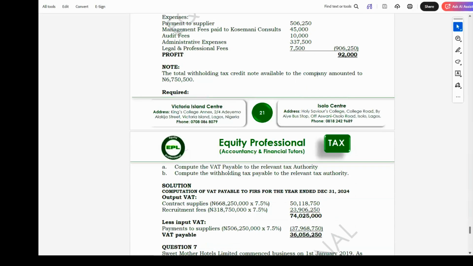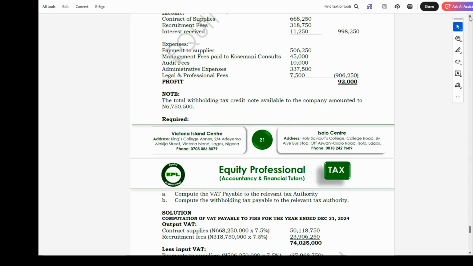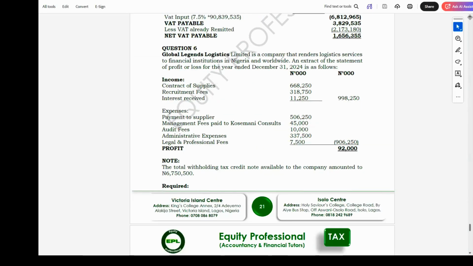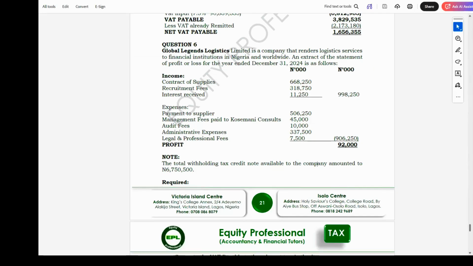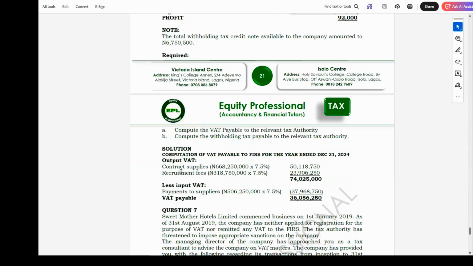The question asks: compute the VAT payable to the relevant tax authority. We have already computed the withholding tax as at when due. To compute the VAT, we need the name of the company. Very important: Global Legend Logistics. You must put the name of the company. The requirement is the computation of VAT payable for the relevant year of assessment.